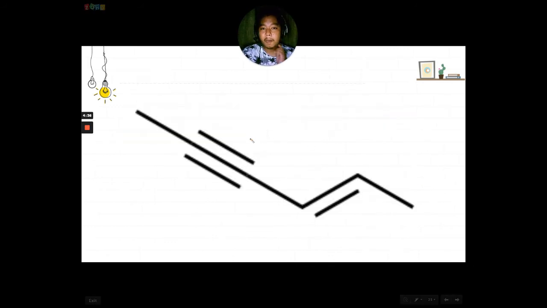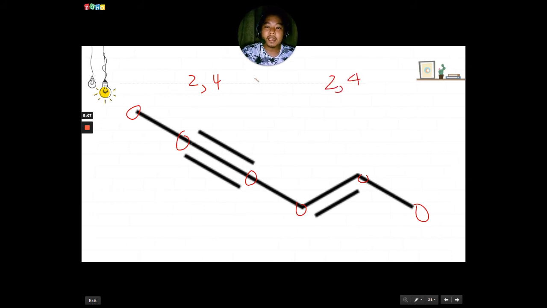And for the final rule, in cases where the positions of the double bond and triple bond are on the same place, what do I mean by that? Let's count first: 1, 2, 3, 4, 5, 6. If I count from left to right, I'll have 2, and then 3, 4, so that's 2 and 4. Now what if it ties, following rule number 4, which says it should be the least possible number? But they are the same. So what do we do?